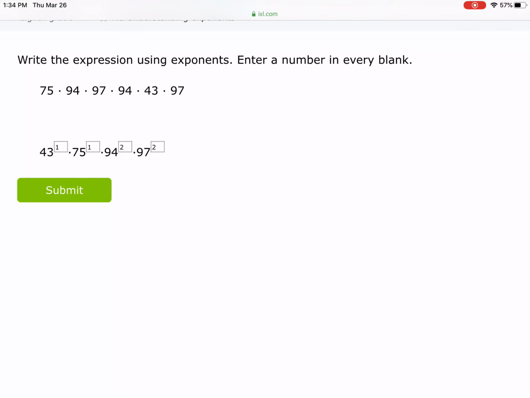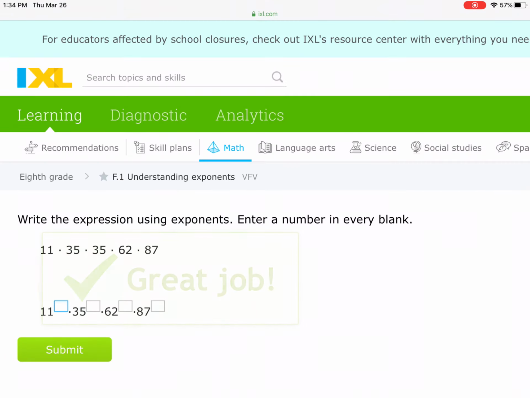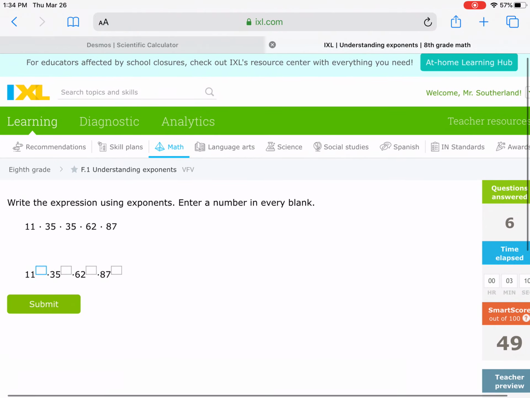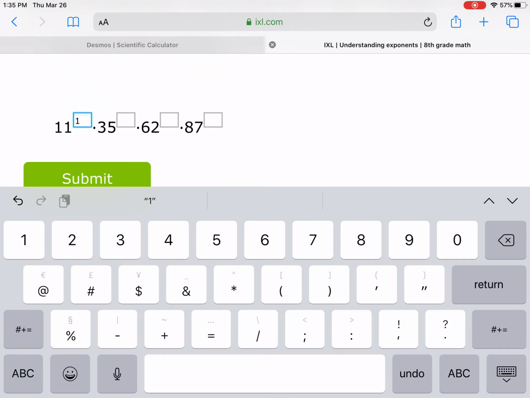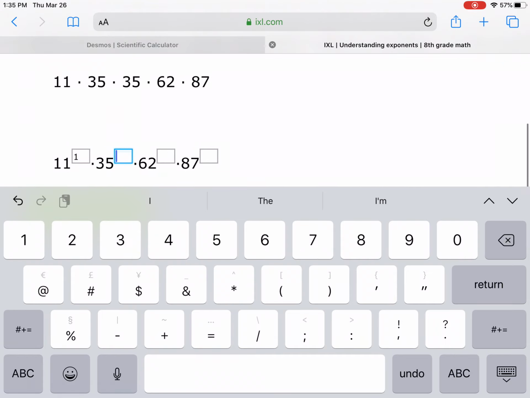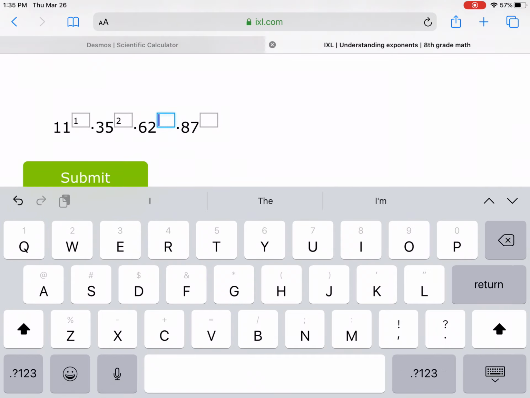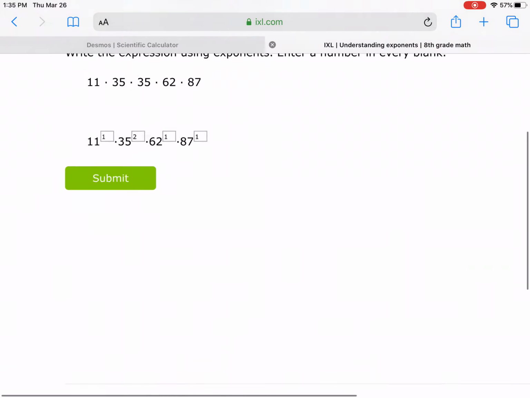So we can rewrite the problem so that it goes 43 times 75 times 94 times 94 times 97 times 97, which is what we're doing. We're just using exponents to do it with. Again, same thing here, except for this time they're in order. So 11, there's 1 of those. There is 2 35s. There is 1 62, and there was 1 87.